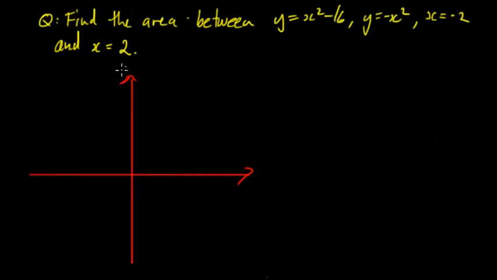So question: find the area between y equals x squared minus 16, y equals negative x squared, x equals negative 2, and x equals 2. So the important thing here is that the axes are not mentioned.